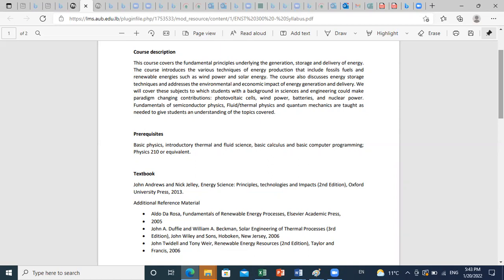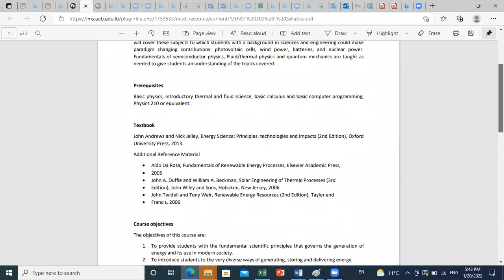But in case you would like to have extra readings, you have a lot of textbooks you can take references from. So the main textbook is John Andrews and Nick Jelley, Energy Science: Principles, Technologies, and Impacts. You can also refer for additional information to Fundamentals of Renewable Energy Processes, Solar Engineering of Thermal Processes, Renewable Energy Resources, etc. So you can access different references if you need to know extra information about the material.